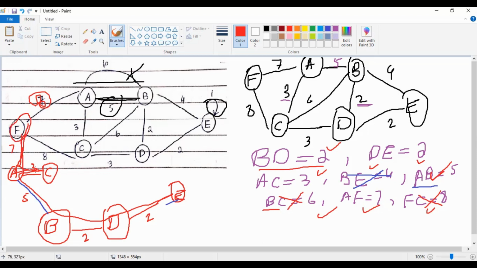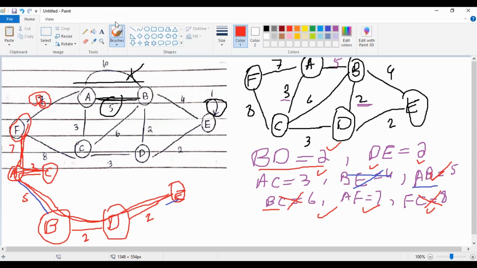This B to C, then C, and then we have A to B and this one. We have visited all the vertices. We have visited A, C, B, D, and E, and we have visited F as well. So all the vertices we have visited. So this is your final minimum spanning tree using Kruskal's algorithm. This is what you have to understand.